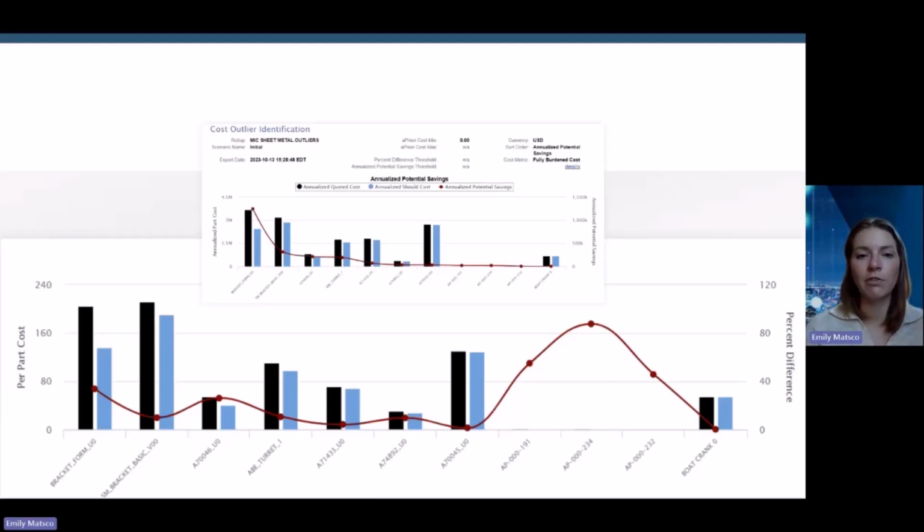So as an example, if you see a part with $1 million in savings, but you're only seeing a 2% cost difference between that individual part, you're just sourcing it at such a high volume that that is still contributing to a large annualized potential, that's probably not where we actually want to start.